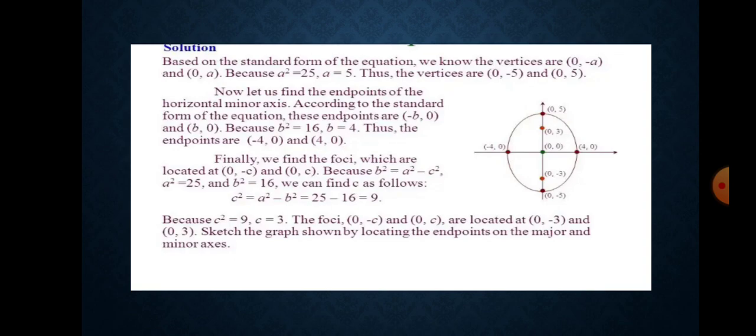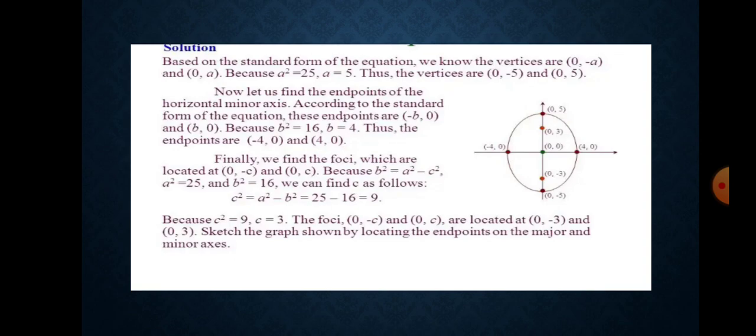Now, let us find the endpoints of the horizontal minor axis according to the standard form of the equation. These endpoints are (negative b, 0) and (b, 0). Because b squared equals 16, b equals 4. The endpoints are (negative 4, 0) and (4, 0).